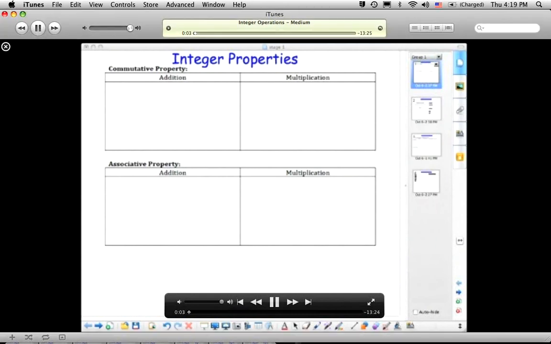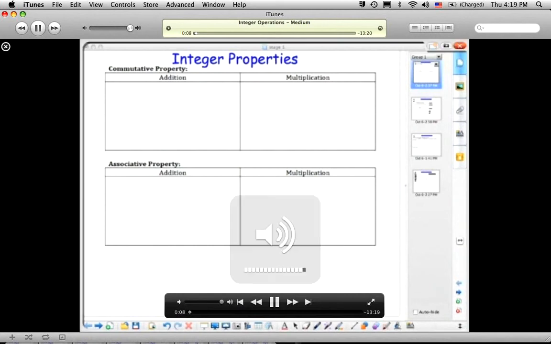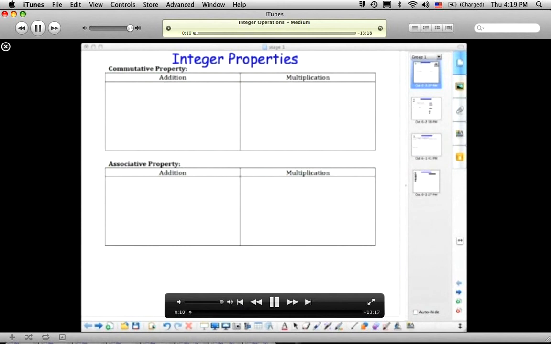Today we're talking about integer properties, and this video is full of lots of notes and not too many examples. So what I really need is for you to make sure that all of your notes are complete and to really take advantage of the template that I have attached to Podium.